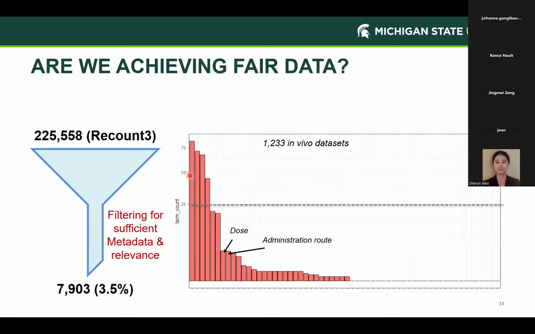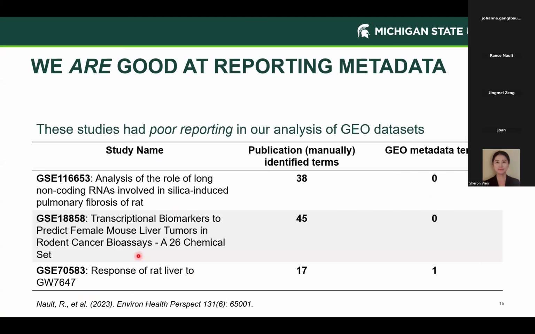So how do we basically stop going from 200,000 to 7,000? How do we fix specifically this problem, which is really concerning to us, right? This very low reporting of dose and administration routes. Now, I talked about kind of how bad the state is, right?